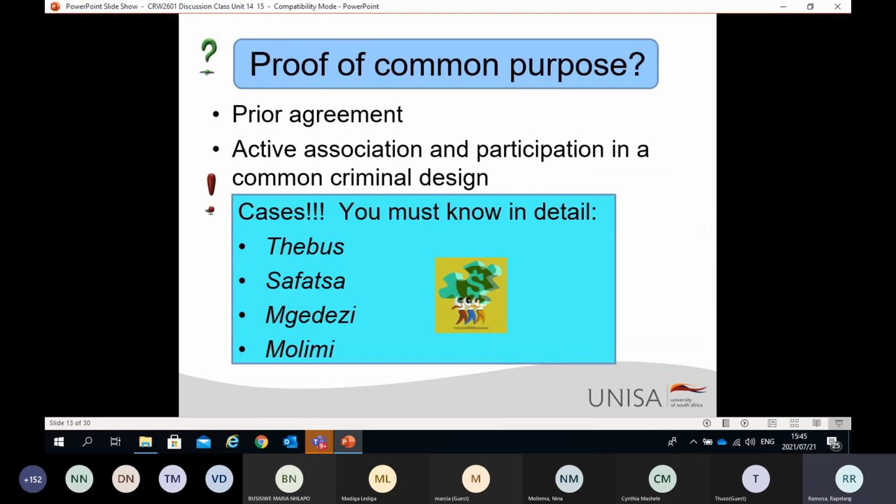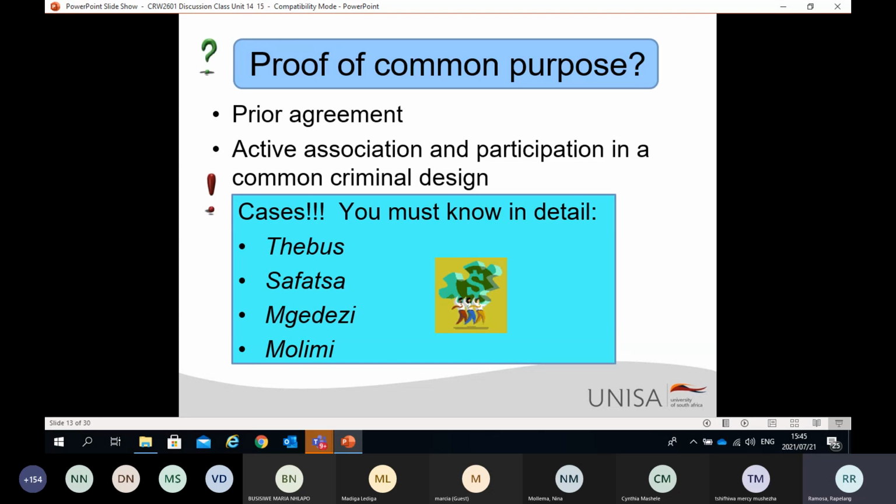The other case that you would also need to know is the case of Mulimi, but let me get to that. So far we have dealt with the principle of active association ad nauseam. However, let's remember that the other basis on which an accused can be held liable for common purpose liability is if there is prior agreement, either express or implied.